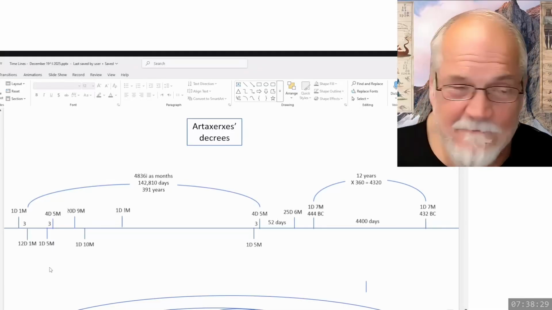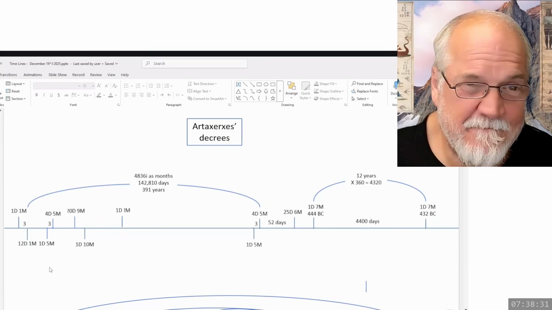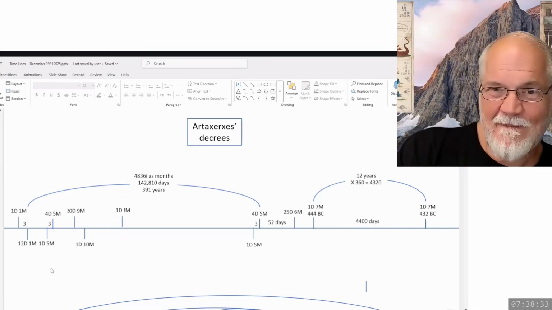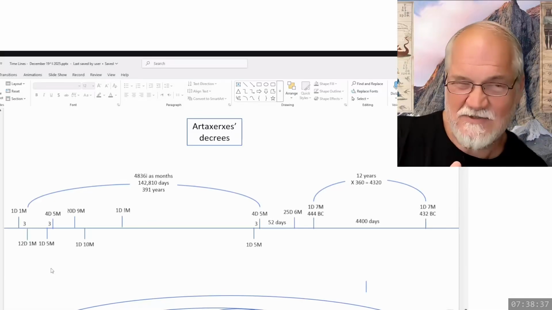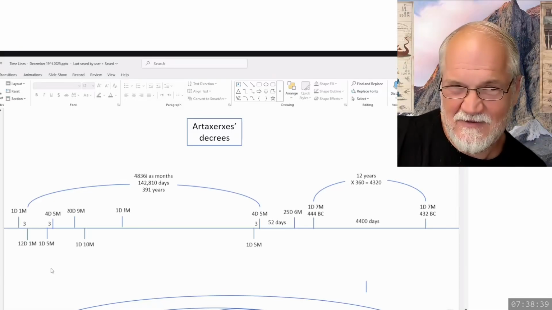Theodore, the United States Constitution was signed on September 17th, 1787. Yeah, the Constitution.